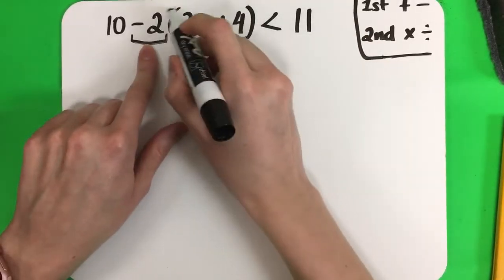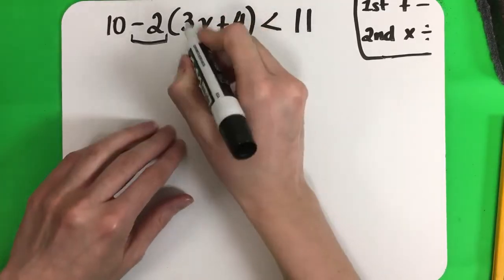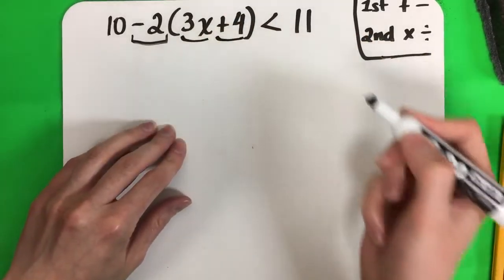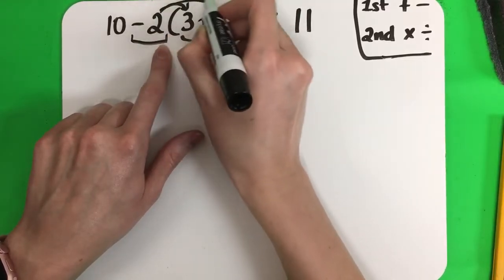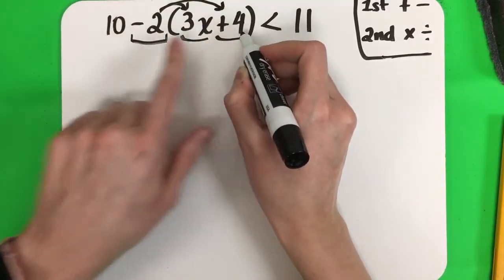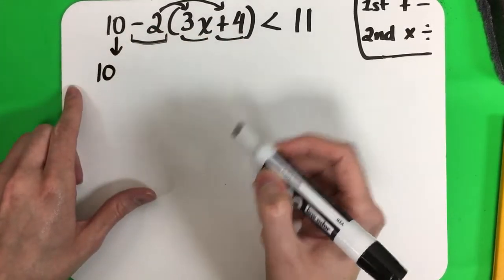So what I need to do is give this -2 to the two things inside. So I have one thing here and a second thing. I'm going to give that -2 to 3x and again -2 to +4. Okay, this is for later, so we're going to copy down for later.